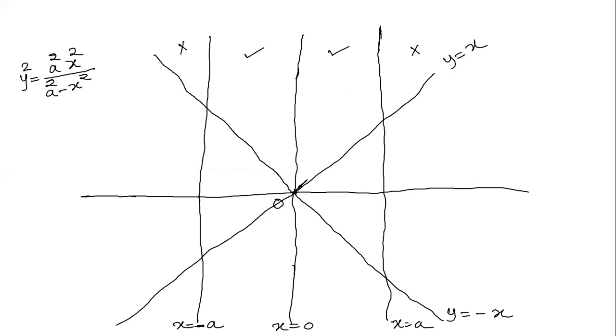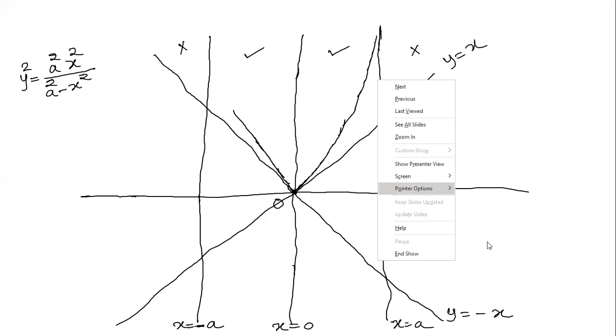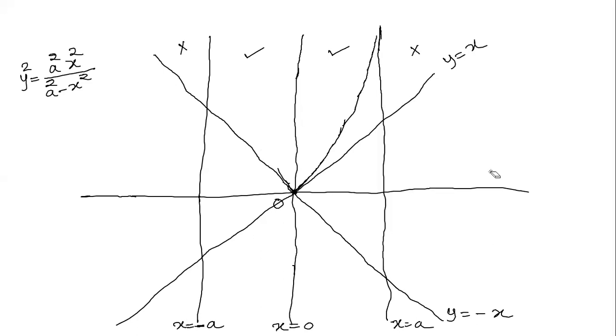So y equal to x is tangent at origin. So it will be like this, like this, like this. And after that, x equal to a is asymptote. It will be going like this, closer and closer. Similarly, the situation being symmetric about the y-axis, it will be the same situation from the other side also, moving like this.